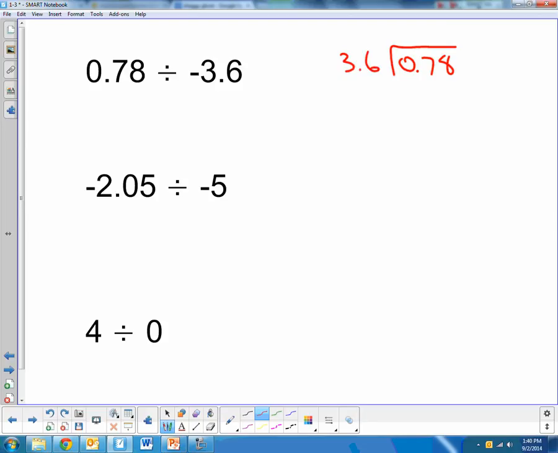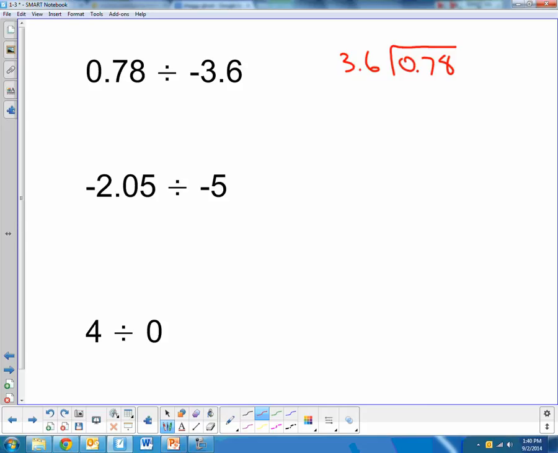Now it is negative, but I'm going to come back to that. I'm going to look at it again, but it is negative. So we've got our setup there. Remember, the first number always goes inside the box or the house or whatever you want to call it.